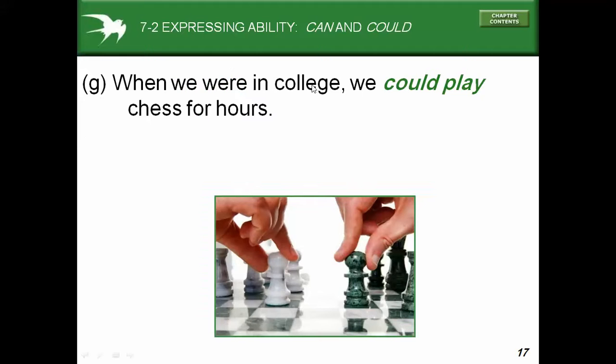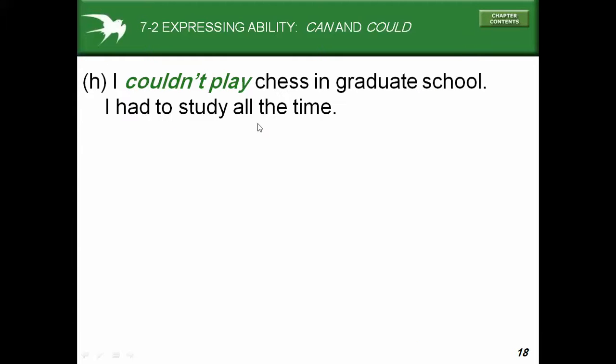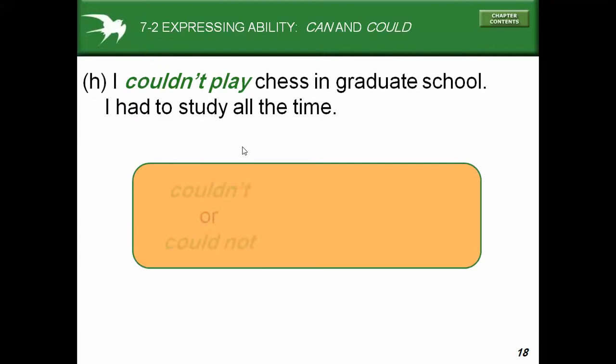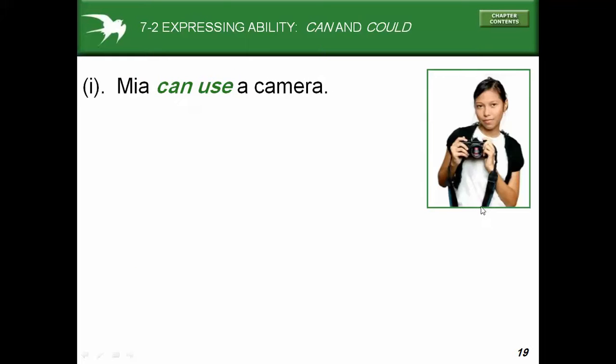When we were in college, we could play chess for hours. Ability, the past form of can. Could is the past form of can. I couldn't play chess in graduate school. I had to study all the time. Couldn't or could not is the negative form of could.